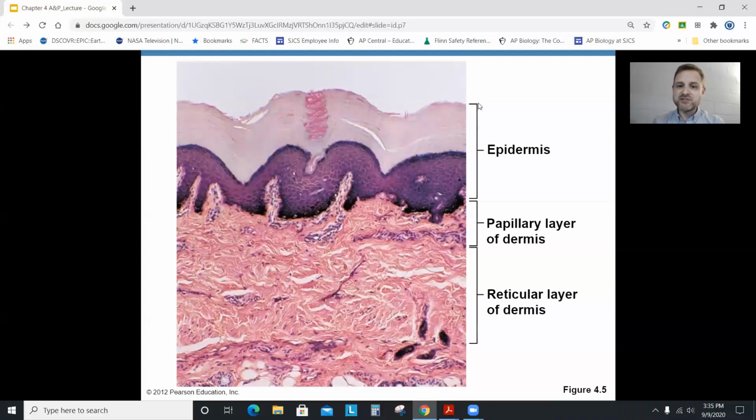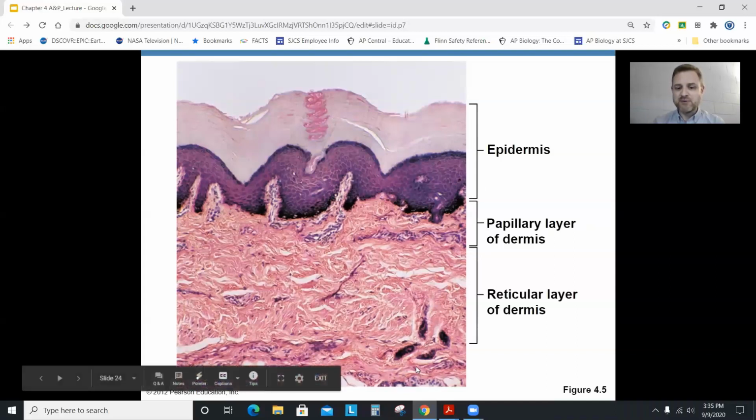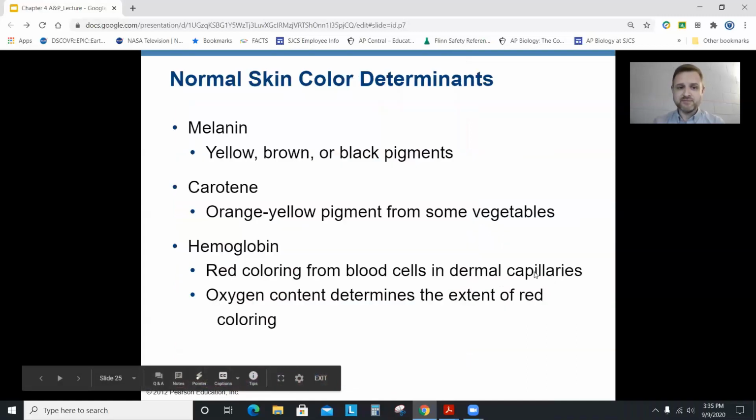Here we see another picture. This is a cross section. Here's the dermis. Here's the epidermis. Here's the papillary layer of the dermis. You can see these loops. And the reticular layer of the dermis is underneath, and under that would be the hypodermis under your skin.